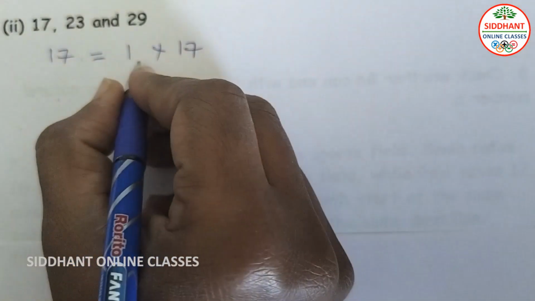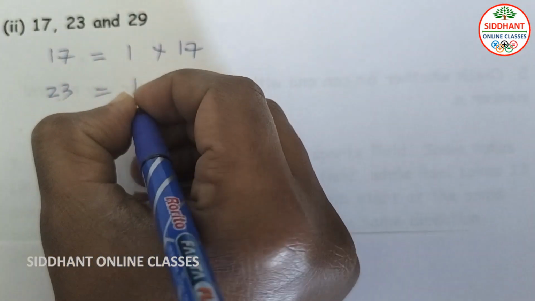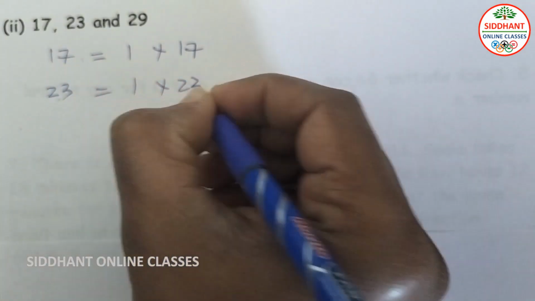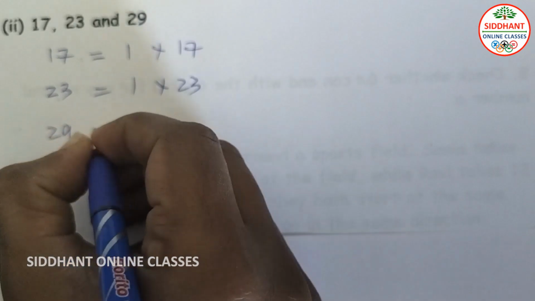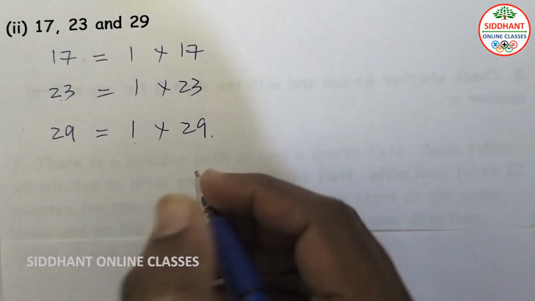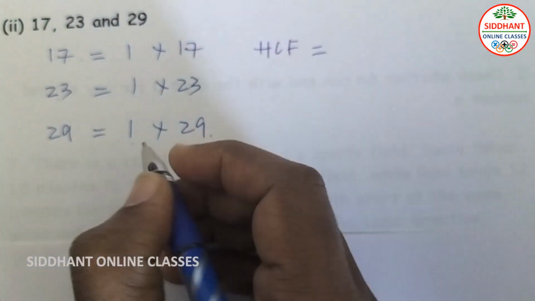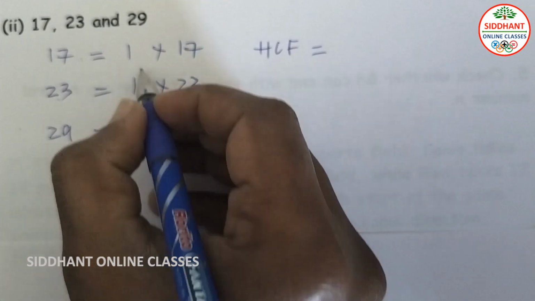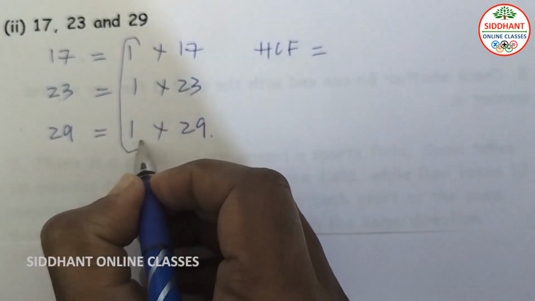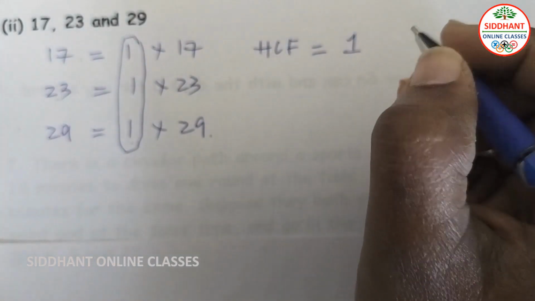So it is a prime number, so we are writing 1 into 17. 23, it will be 1 into 23. And 29, it is 1 into 29. So for the HCF, we look at the common factor, which will be 1 here. So here the HCF will be 1.